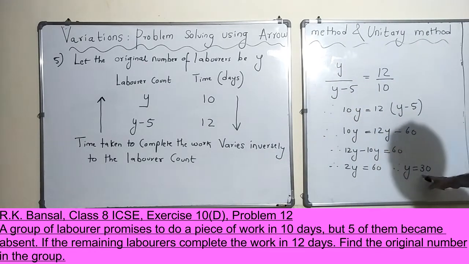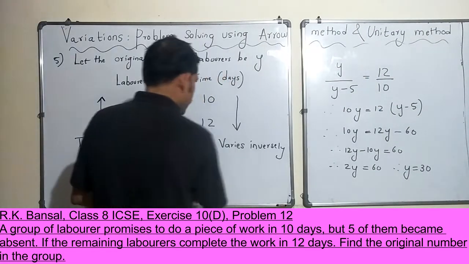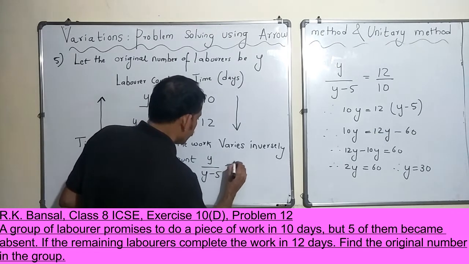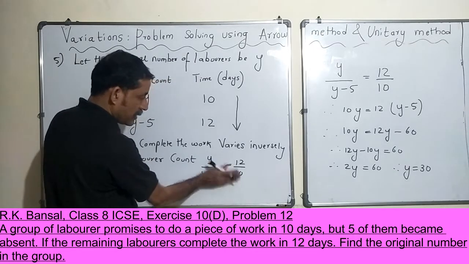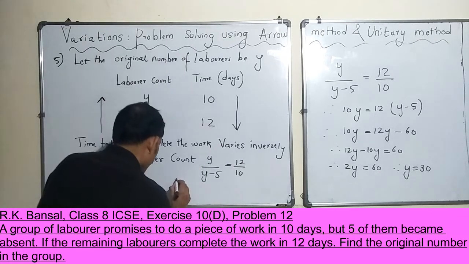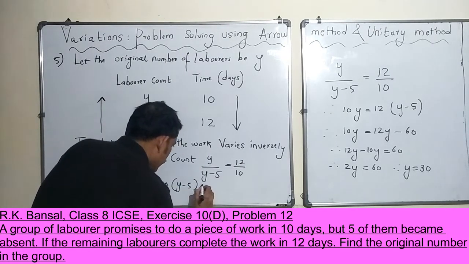Okay, I hope you understood this. If you did not understand, let me just write it here. So y by y minus 5 is equal to 12 by 10, right? Now somehow I want to clear away the denominator, right? So I multiply both sides with y minus 5, 10 y minus 5, okay?